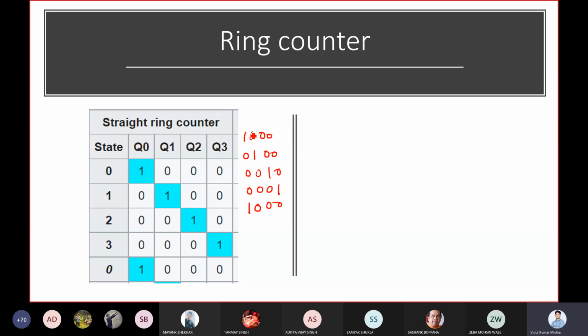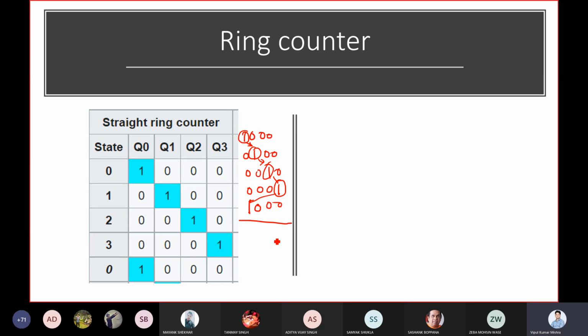Right? So ultimately, this one is moving one location ahead in every clock cycle. And once you reach the end, it will come back, then again it will start. So the behavior looks like a ring, right? This is given in this table.